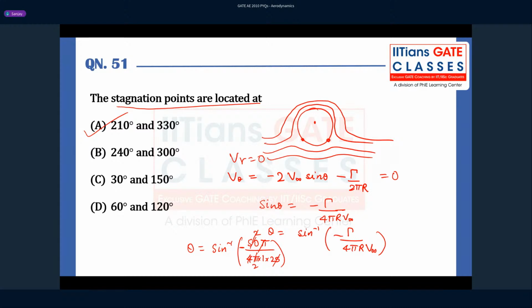In this case, because your gamma is less than 4 pi r V infinity, your stagnation points are going to be on the surface of the cylinder and you will have two stagnation points. If your gamma was exactly equal to the denominator, you will have only one stagnation point and that will shift to the bottommost point of the cylinder. If your gamma exceeds the denominator, then your stagnation point will lift off the surface of the cylinder. It will be somewhere else. So this is about the flow over a lifting cylinder.